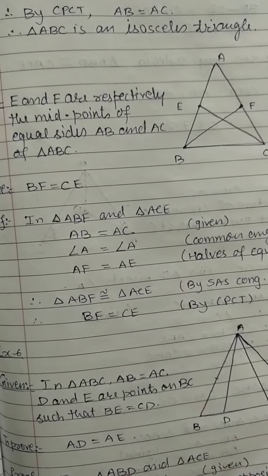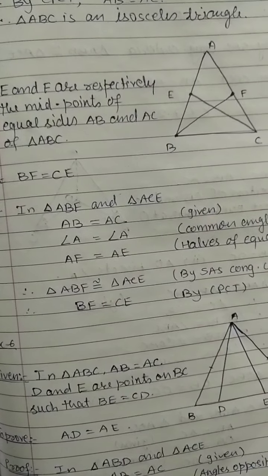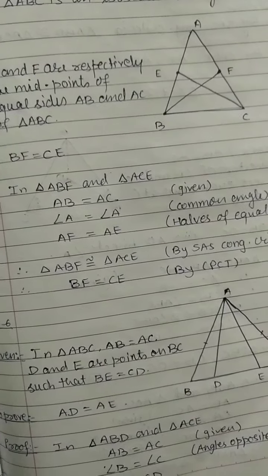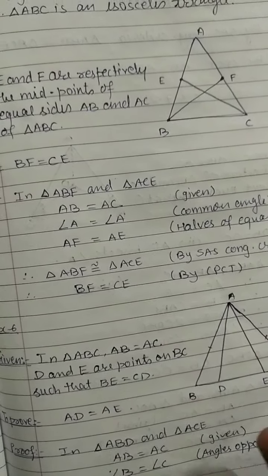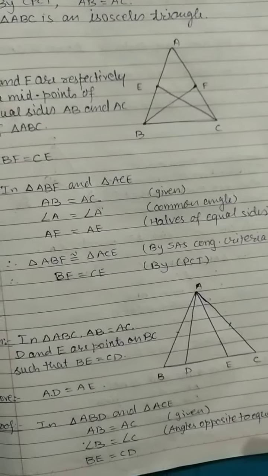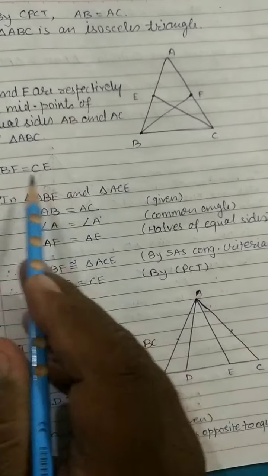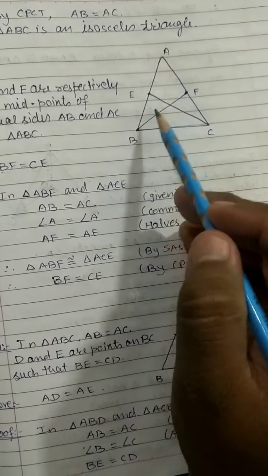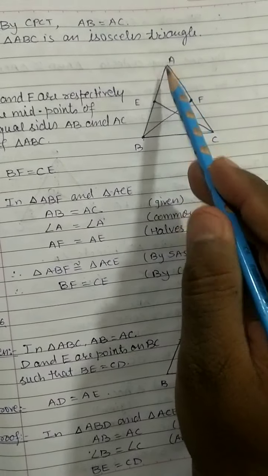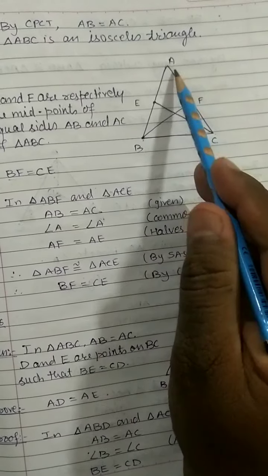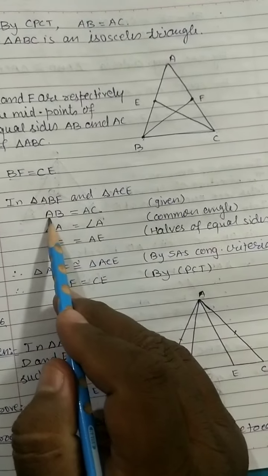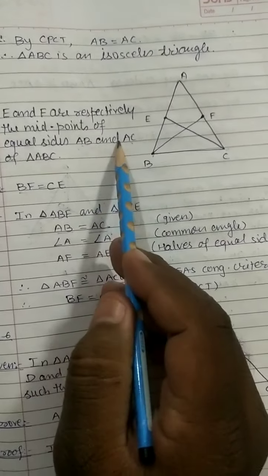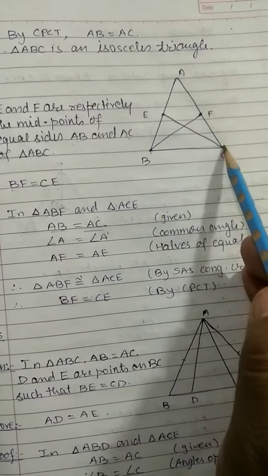E and F are respectively midpoints of equal sides AB and AC of triangle ABC. Then prove that BF is equal to CE. Right? What will we do? Take two triangles in which BF and CE will come. That is triangle ABF and triangle AEC. So see, first thing, AB is equal to AC. It is given to us.